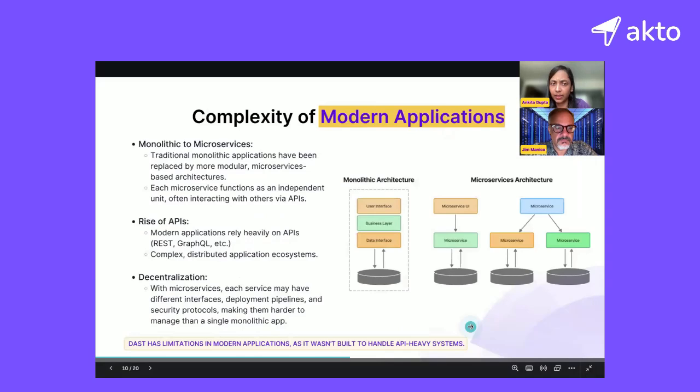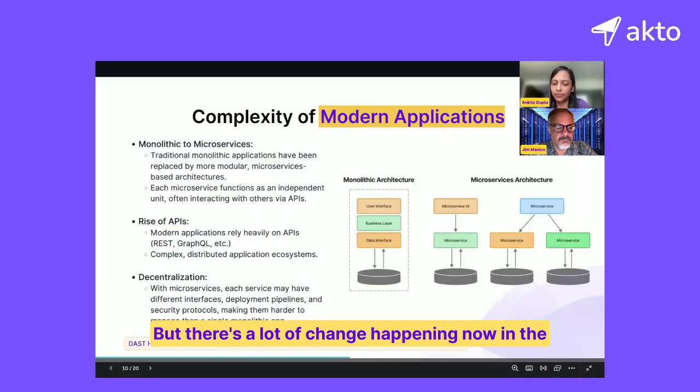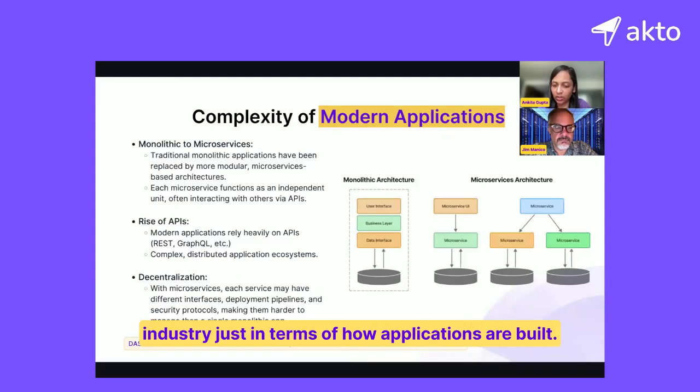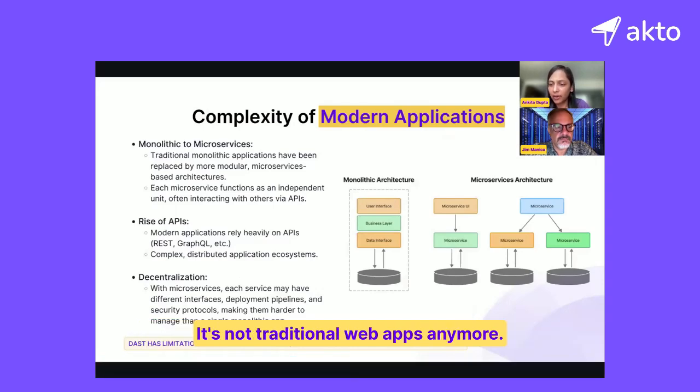But there's a lot of change happening now in the industry in terms of how applications are built. It's not traditional web apps anymore. Developers are building modern applications. These are not monolithic architecture. These are microservices now, so there's a rise of APIs. There are microservices being built. What that means is the applications have become complex.